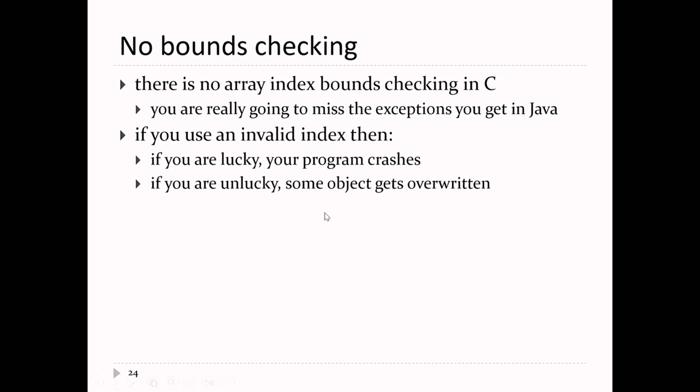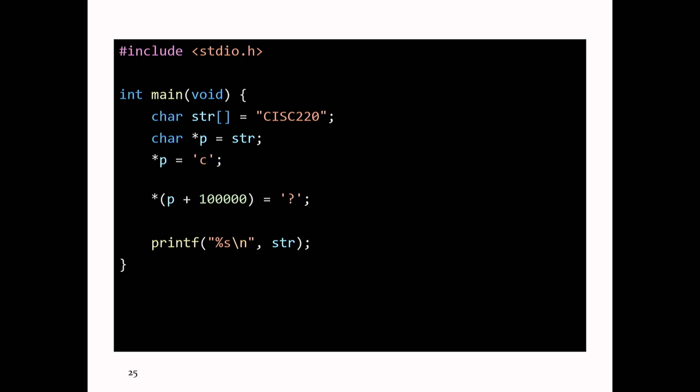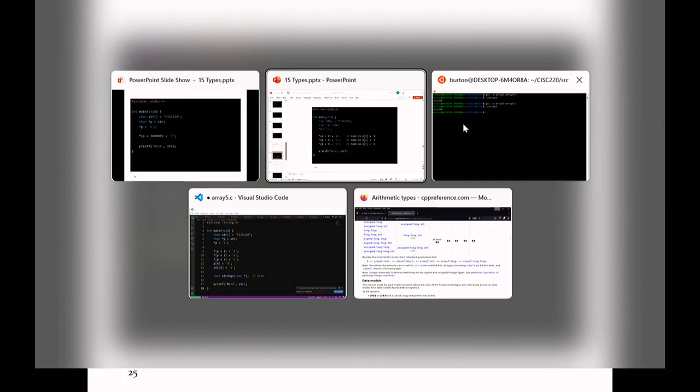And that's just the way it is. So here's an example. I have an array of char, the string CISC220. There's my pointer to the first C. I'm going to change the first C to a lowercase c. Now I'm going to use the pointer p to try to access the 100,001st element of the array, and set that to a question mark. Does this work? I have no idea. Let's see what happens.